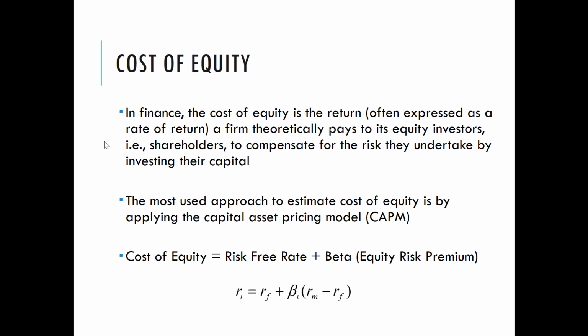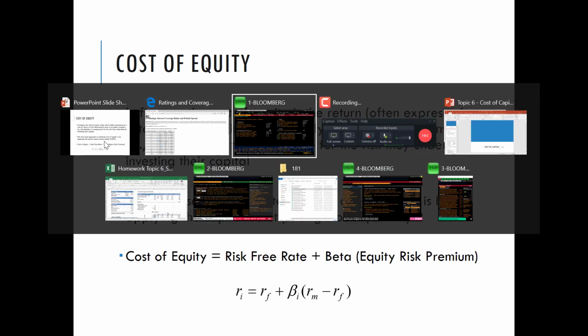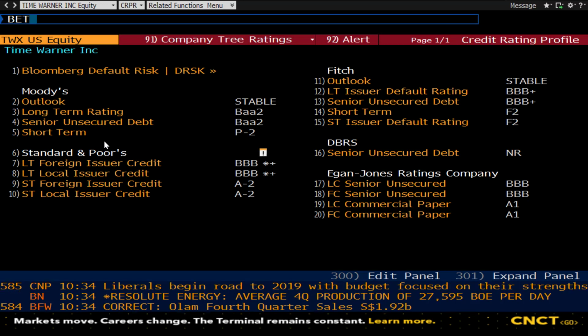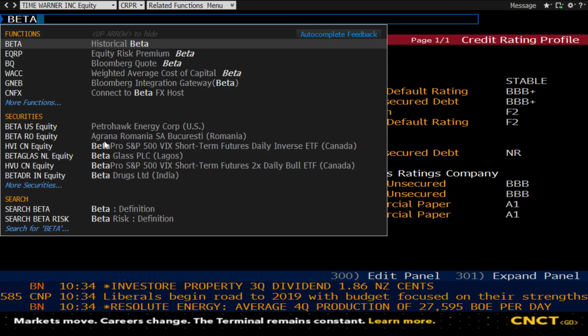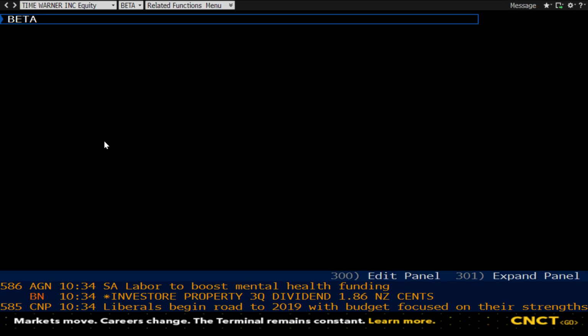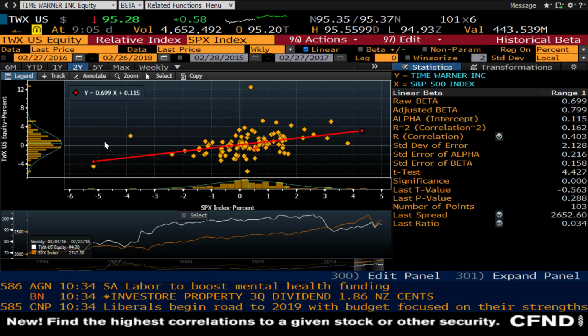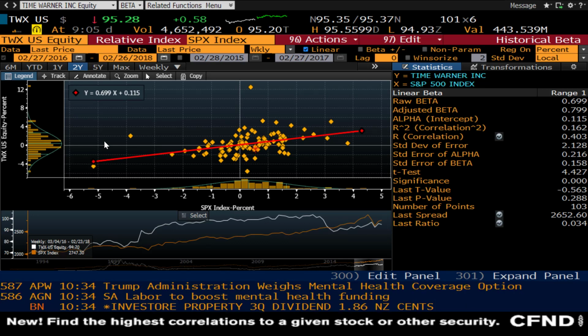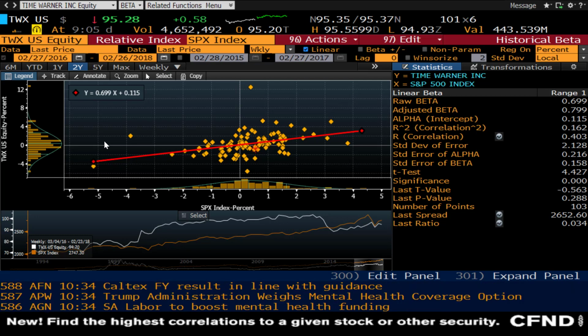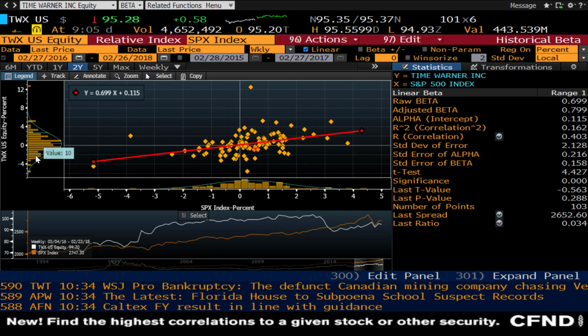In the homework, I go through a function on Bloomberg, which is the beta function. For example, if I go into the beta function, I can estimate the beta for, in this case, Time Warner. The default settings would tell me that the raw beta for Time Warner is 0.699. But what this is just trying to do is look at the observations of Time Warner's return and the index return, and then plot them and estimate a line of best fit.